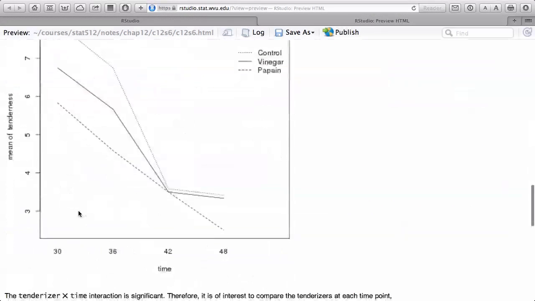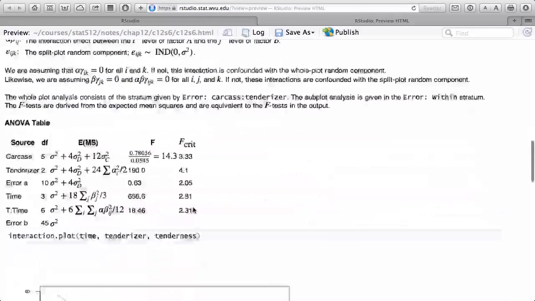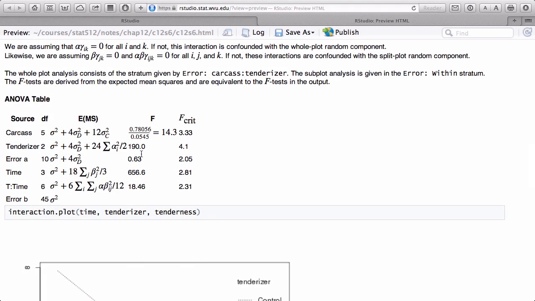Now you could argue that papain always seems to be the lowest. If you wanted tenderness, then it's always the lowest, except that when it's 42, they're all about the same. But if you were just going to go with 1, that would be the 1. So there's our model, and we computed the expected mean squares, and then we can get the F-test.